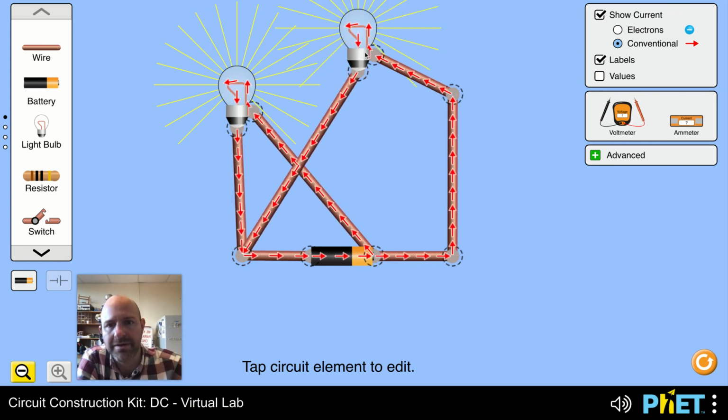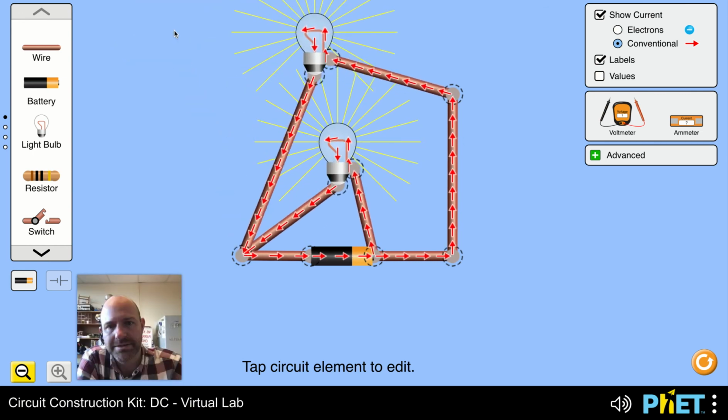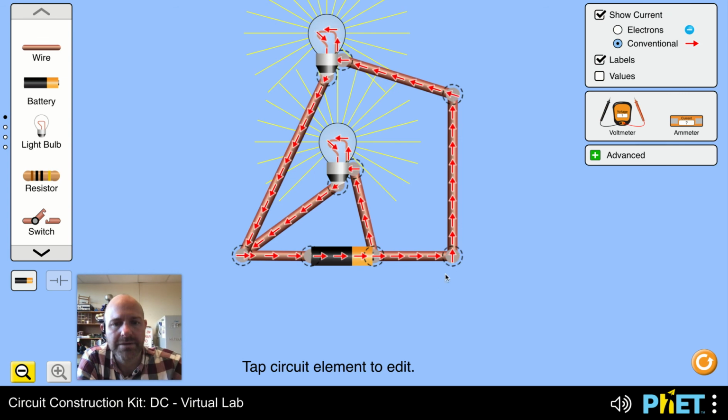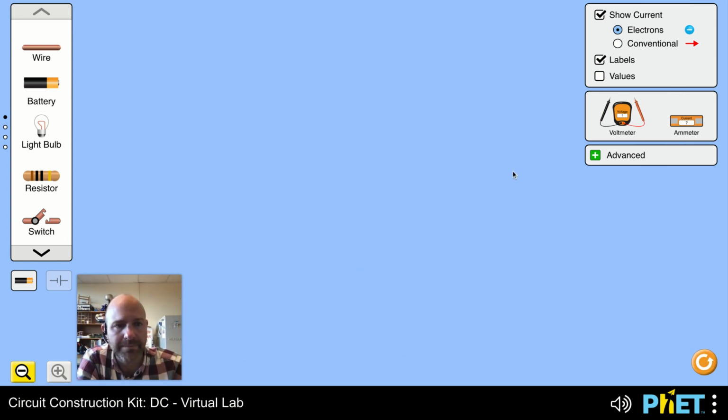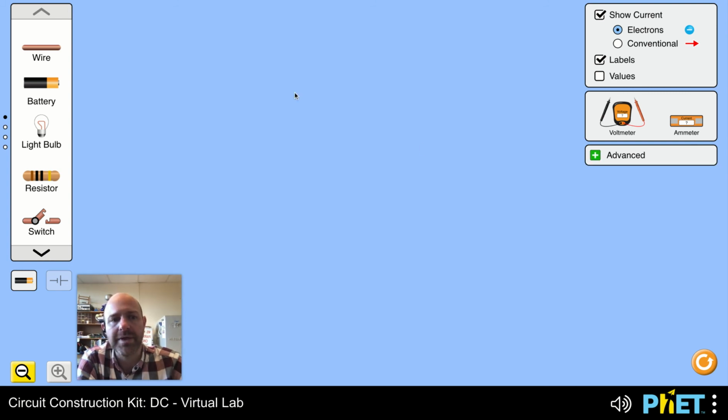You probably don't want to ever draw anything like this. You usually want to draw them like this so you can see them. But you get the idea, right? So you can do all this. And if you ever want to clear it all, you just hit the reset button and everything will go away. Okay. There's some advanced stuff over here, and we'll get to that later, where you can change the battery's resistance and the wire's resistance, and put in a real bulb that behaves in a little more complex way. But that is the basic setup of the circuit construction kit.